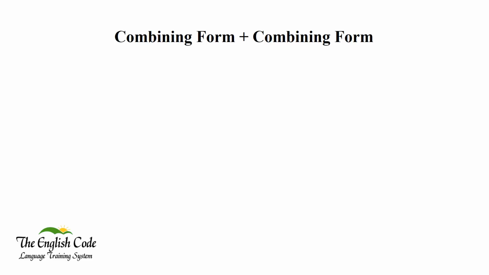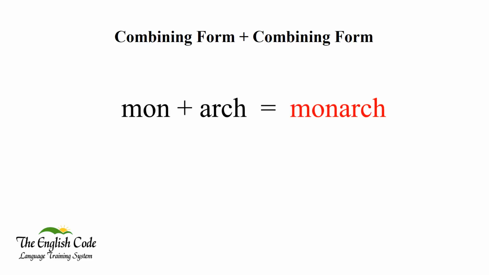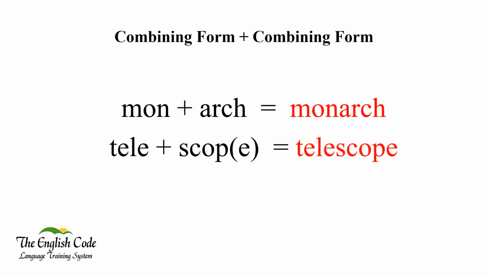As an example of combining form plus combining form, we have mon, which means one, arch, which means ruler. We combine them, we get monarch, which is a solitary ruler. We have tele, which means distant, and scope, which means to see. We combine them, we get telescope. A telescope allows us to see things that are at a distance.